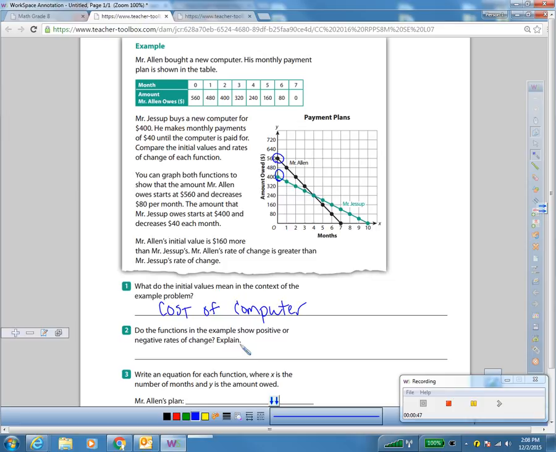Next, do the functions in the example show positive or negative rates of change? As you look, they buy the computer and then the payment plans are having the cost decrease. So as the months increase, the cost is decreasing here. Both of these would show a negative rate of change, since the amount owed is decreasing each month. I'm going to scroll up just a little bit here.